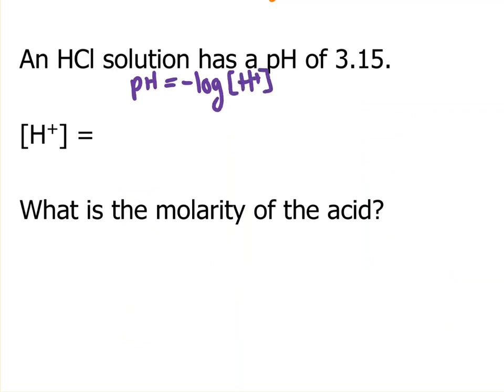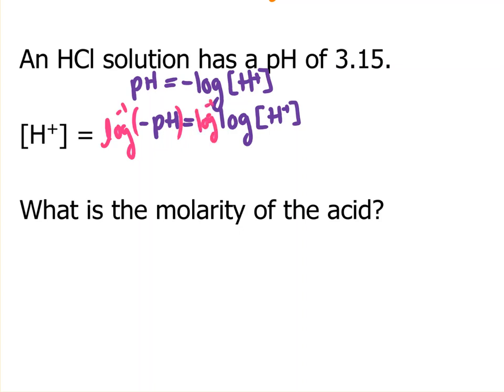The first thing I'm going to do is multiply both sides by -1 so that I can move my negative sign essentially over to here, leaving a little room for my next step. And then to get rid of the log, what I do is I take the inverse log of both sides. This is like saying 10 to the x is the inverse log. And that gets rid of the log on one side.